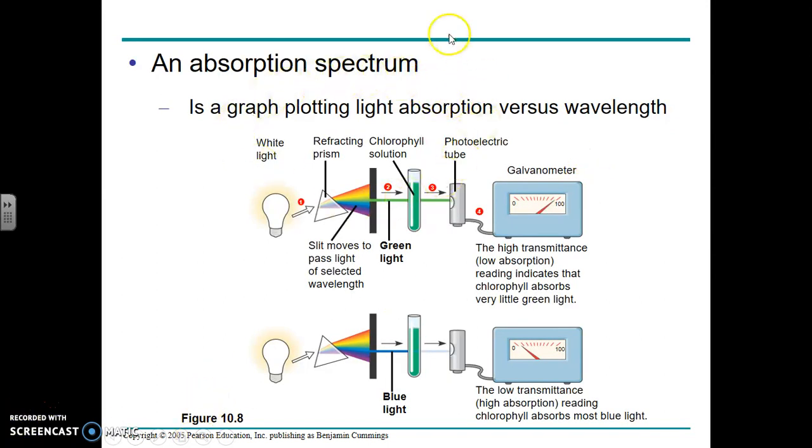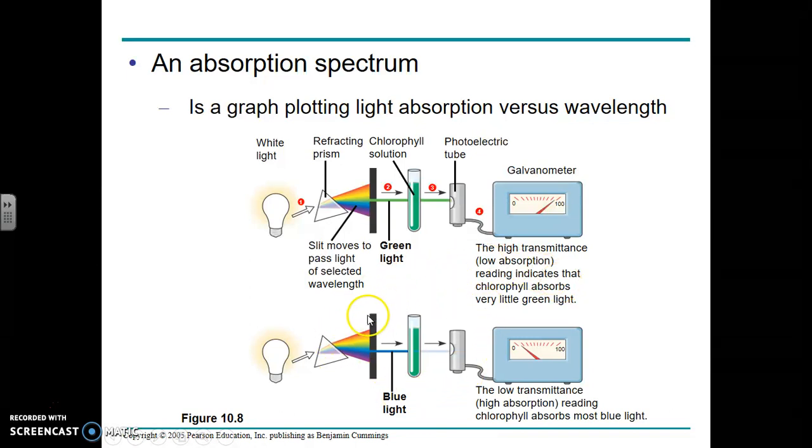So if we look at this setup, we're looking at a pictorial representation of a spectrophotometer. In this test tube here, we have chlorophyll, and chlorophyll is green in color, or it appears green. In this situation, we're shining green light into the chlorophyll solution. What you see is that if you shine green light into chlorophyll, it has a high transmittance or a low absorbance, which means that this green substance is not absorbing this green light, it's reflecting it. And that indicates that chlorophyll absorbs very little green light.